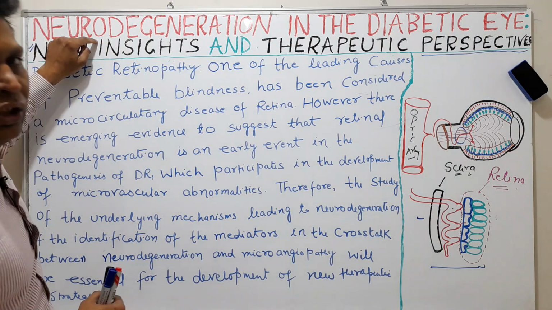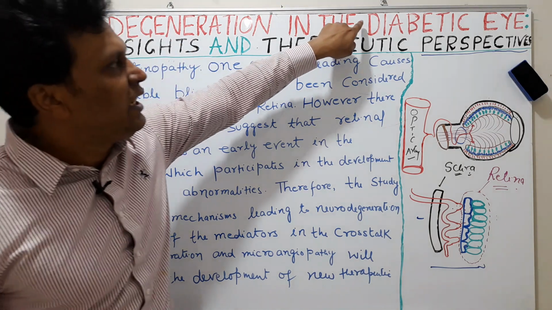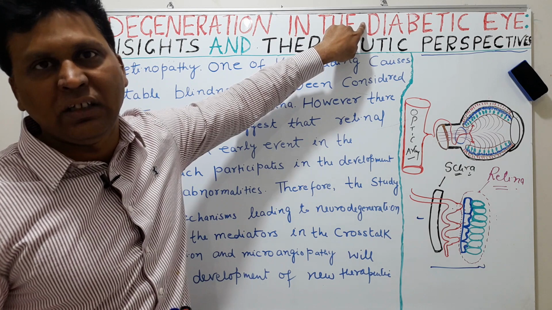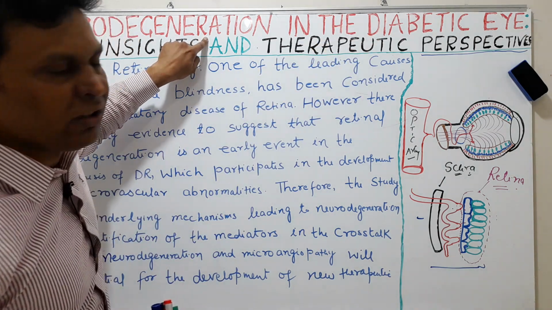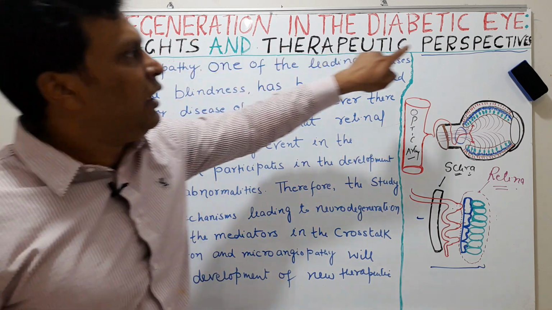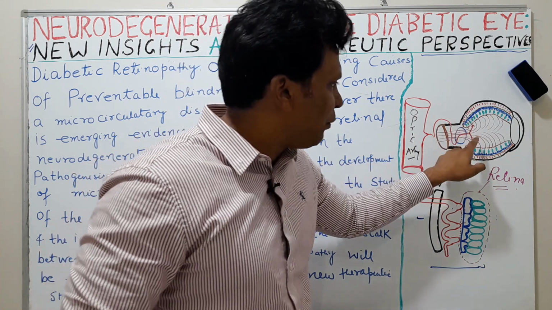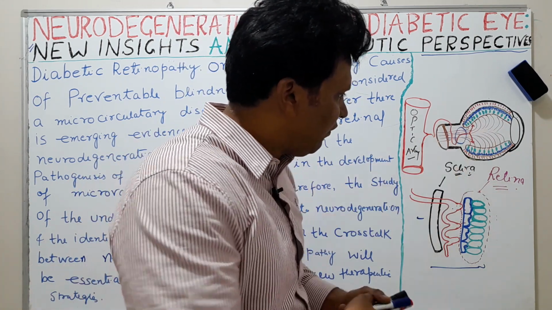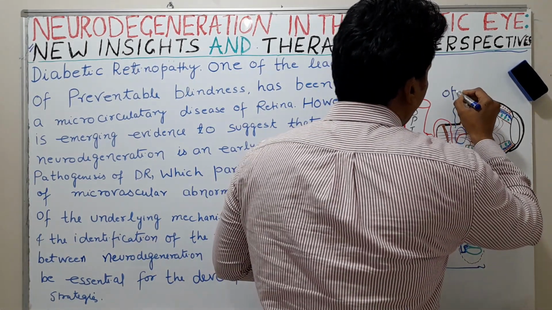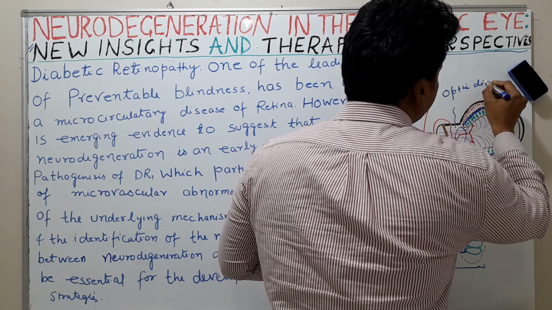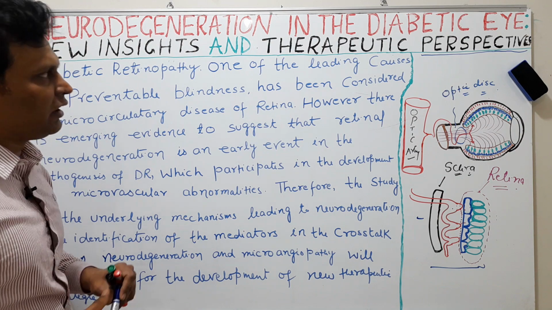So neurodegeneration is talking about the damage to the nerve in the eye, in the retina, in the diabetic patient. Neurodegeneration is talking about the damage to the nerve in the eye, it is talking about the retina. This is the retina and these are the optic nerve fibers passing through the optic disc. Now the title is clear.